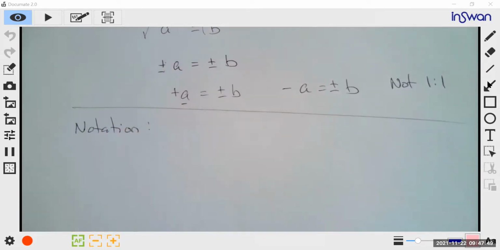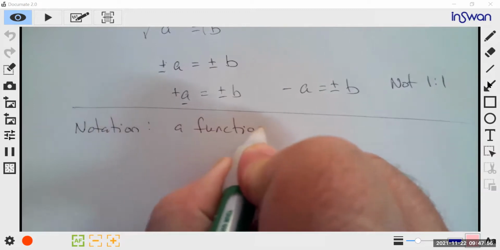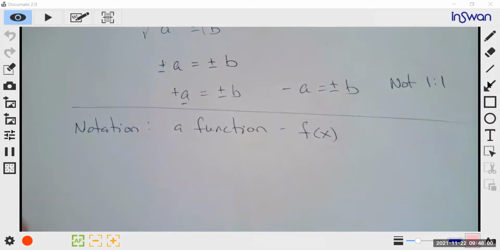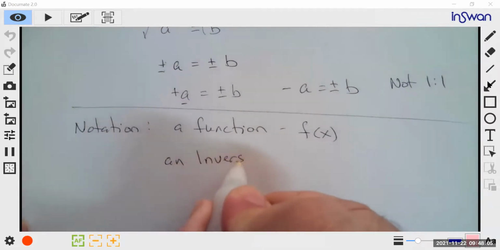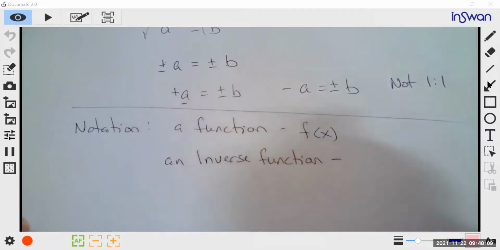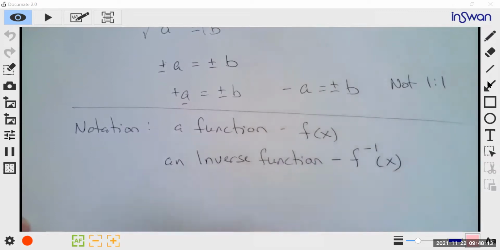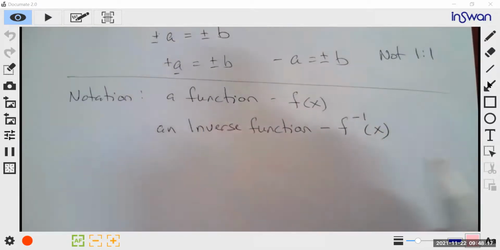Notation. What's the symbol for inverse? A function looks like this, f of x. An inverse function has a -1 exponent. Whenever you see that -1 as an exponent, you know it's an inverse.